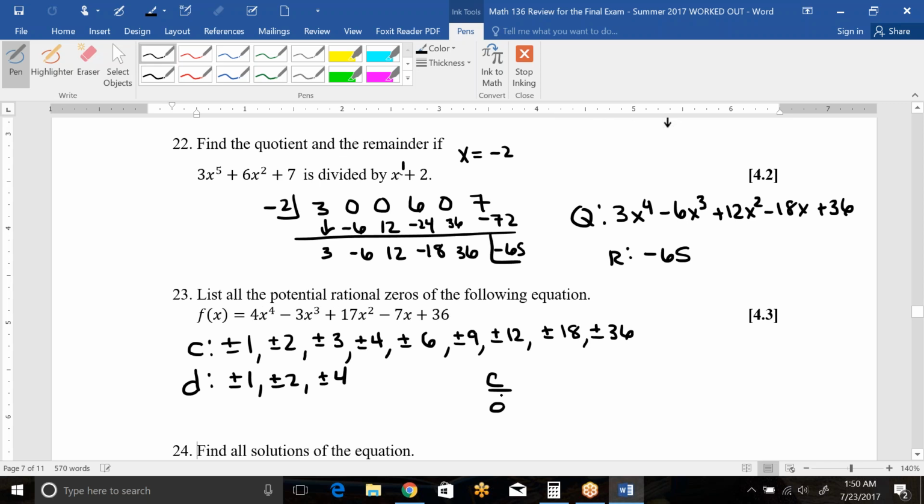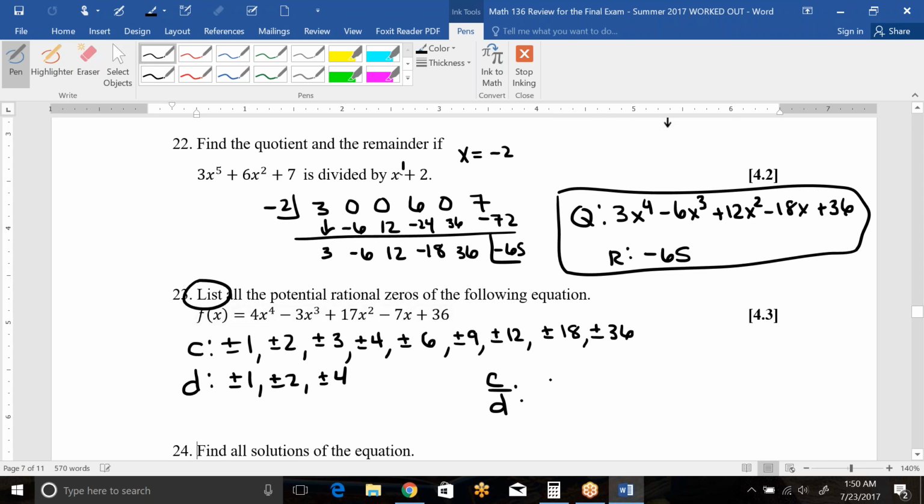Your final answer for this is going to be that you have to list all possible C's over D's, because all it said was list, not solve. So if you put them all over 1, you're just going to get your original list. So plus or minus 1, plus or minus 2, plus or minus 3, plus or minus 4, plus or minus 6, plus or minus 9, plus or minus 12, plus or minus 18, plus or minus 36.